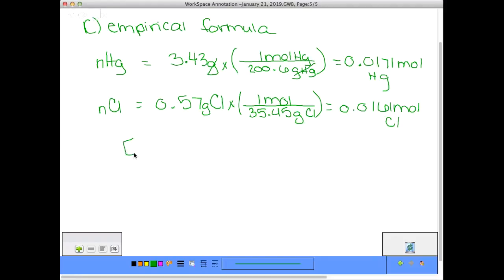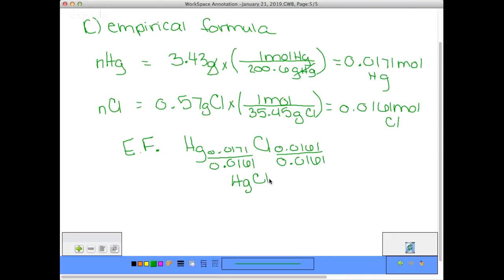To find the empirical formula, I'm going to put EF for empirical formula. I'm going to have Hg, 0.0171, and Cl, 0.0161. What you want to do is divide by the lowest one, so that one of these equals 1. So we divide both by 0.0161, and I end up getting approximately HgCl. Notice that this is a 1-to-1 ratio of mercury to chlorine.